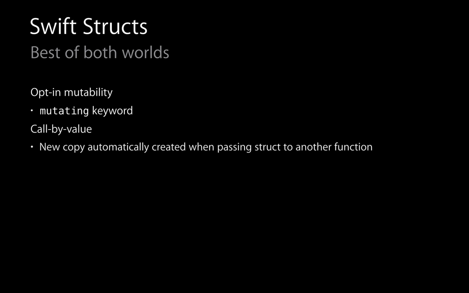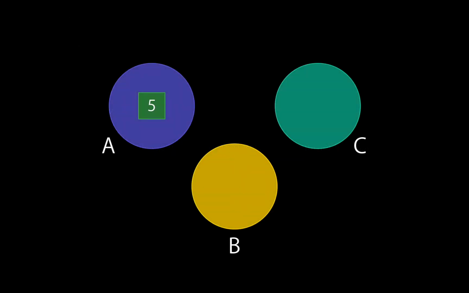Swift structs also have the property that they are called by value, which just means that a new copy is automatically created for you when you pass that struct from one function to another. You don't pass a reference or a pointer like you do with an Objective-C or Swift object. So let's go back to that diagram and see what that would look like one more time. Here we have our Swift struct, happy green box. And when we pass it from A to B, an implicit copy is made, and that's what's passed to B. B can happily mutate. A won't see those changes. And again, when we pass it, another copy is made, and C gets its own copy.